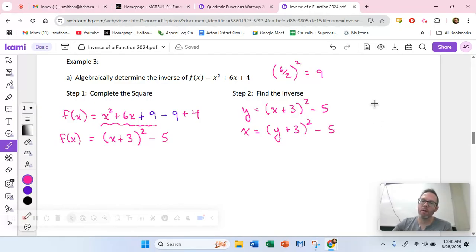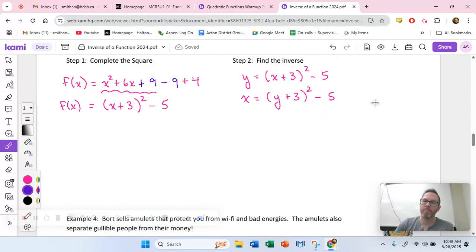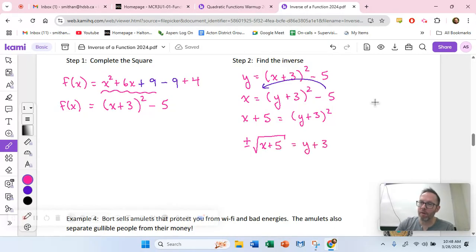And then we'll get y by itself using opposite operations. You guys can all do this. I really believe that. Everything's manageable. Let's use our grade 9 skills and solve for y. Opposite operations. We have to add 5 to both sides to get rid of that minus 5. So x plus 5 equals y plus 3 squared. The next thing we have to do is undo that squaring by square rooting. But now you guys know that it just wouldn't be the root of x plus 5. We have to consider the plus and the minus.